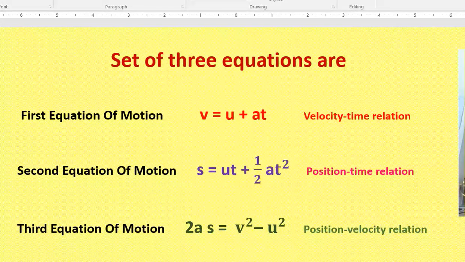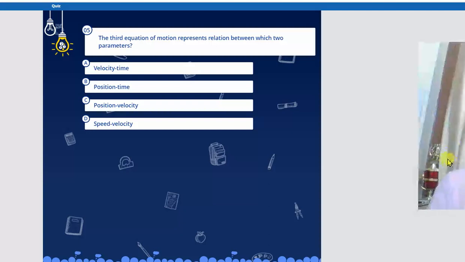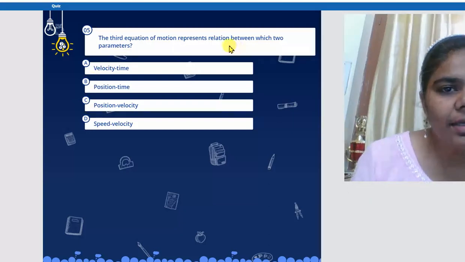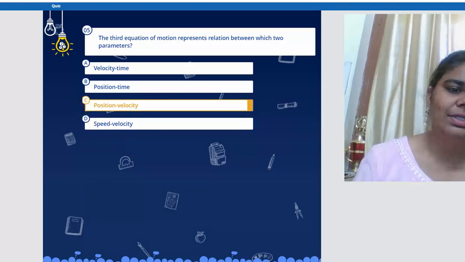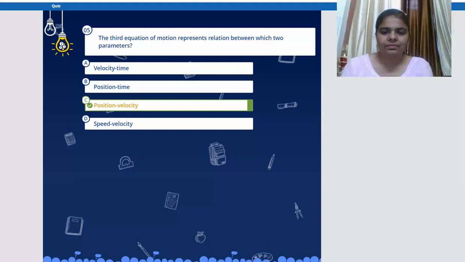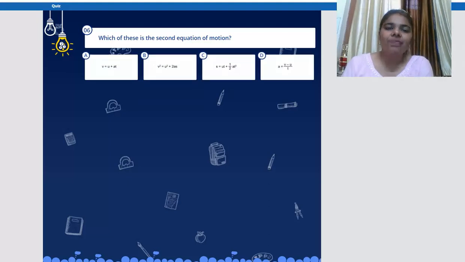So what will be the answer? The answer is third equation of motion represents position and velocity. Let's select it. Yes. So the answer is position velocity relation. Let's submit it. Yes, it's correct. Let's move to the next.